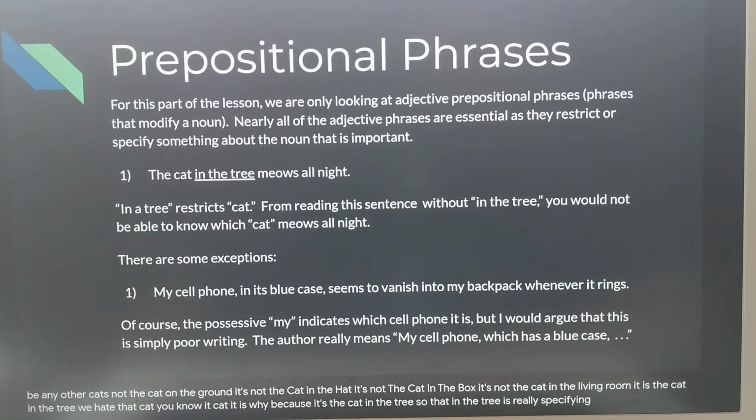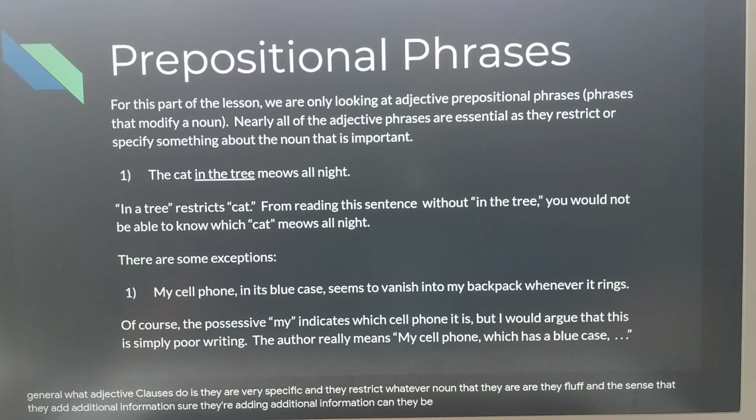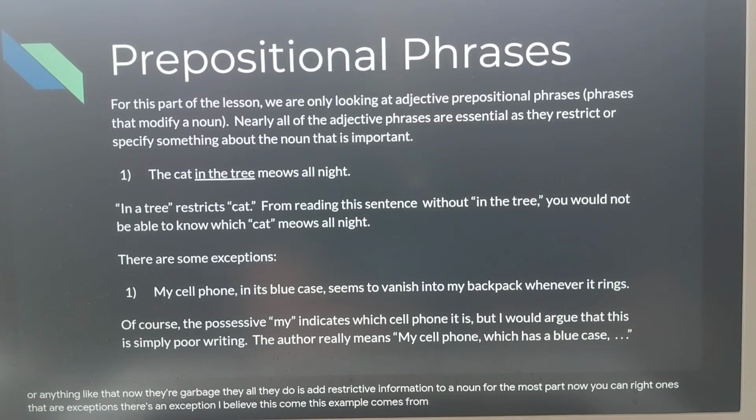It's restricting cat. So in general, what adjective clauses do is they are very specific and they restrict whatever noun they modify. Are they fluff in the sense that they add additional information? Sure. They're adding additional information. Can they be subjects or direct objects or anything like that? No, they're garbage. All they do is add restrictive information to a noun for the most part. Now you can write ones that are exceptions. There's an exception. I believe this example comes from Grammar 101, the website Grammar 101.